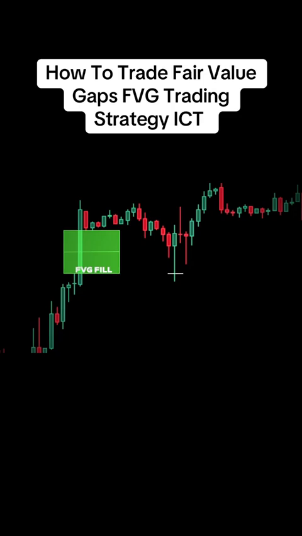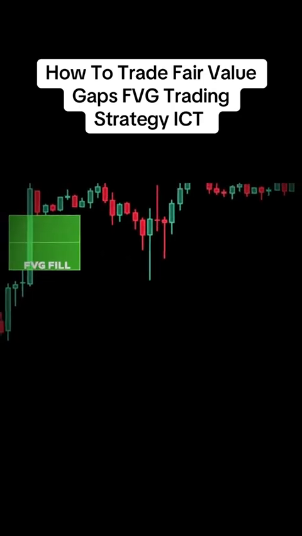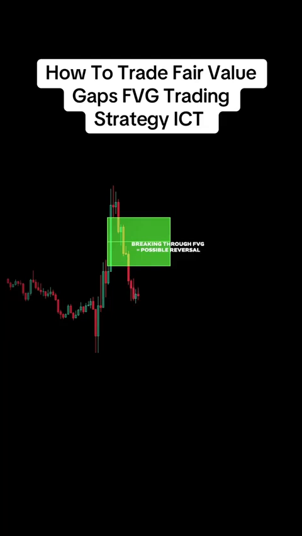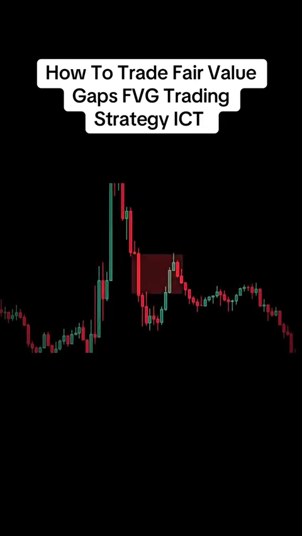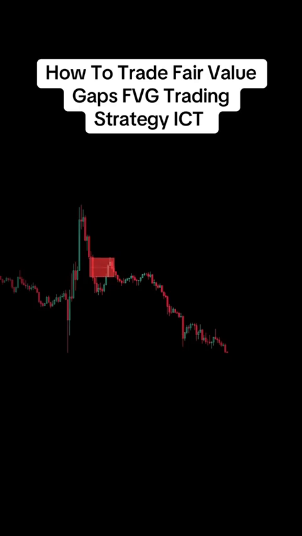Now, when this happens, one of 2 things will result. It can respect the level and create a large wick, rejecting and moving away from it. Or it can completely disregard the gap. Because there are so many possibilities with fair value gaps, we use these 3 levels to help us monitor price action. Now, I understand this is a lot to digest in a video, so I think the best way to help you understand fair value gaps and start putting them into your trading is by some visual examples.